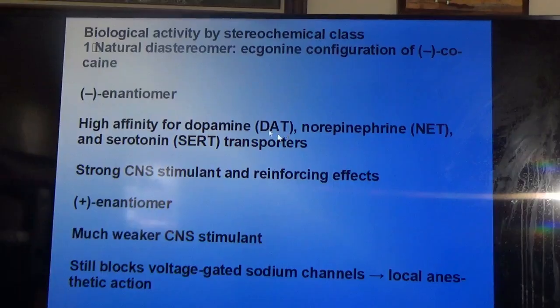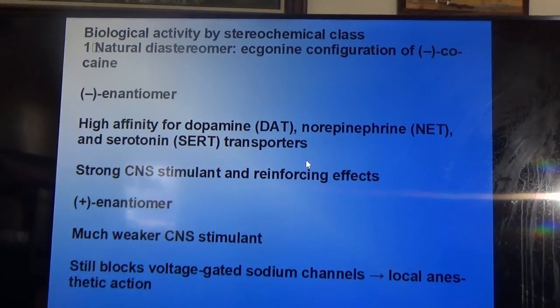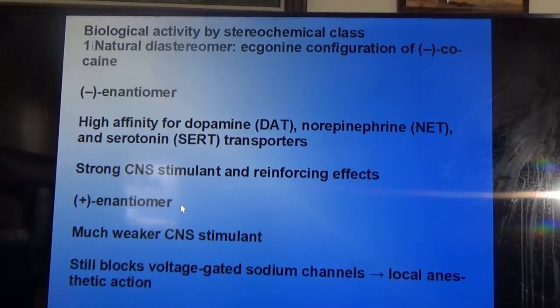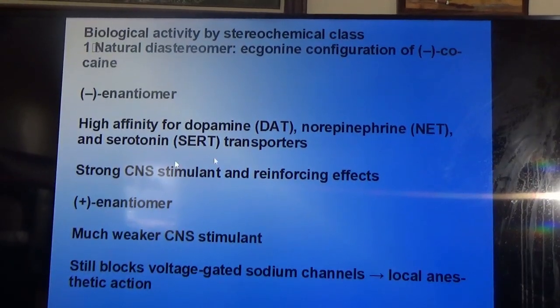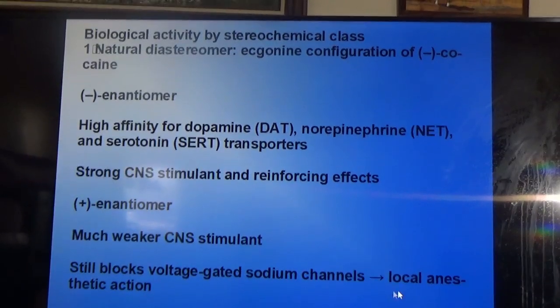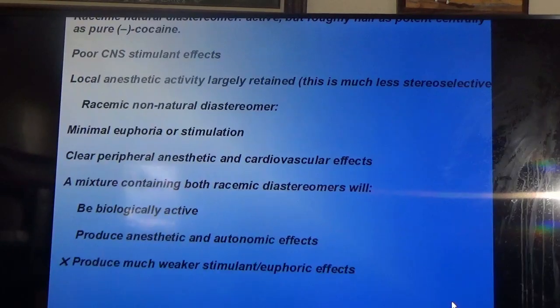Biological activity wise, the natural diastereomer, which is the minus or L enantiomer, is the active one. It has high affinity for dopamine, norepinephrine, and serotonin transporters. It is a strong CNS stimulant with a reinforcing effect. That's why it's addictive. Whereas the other isomer, the plus enantiomer, is a much weaker CNS stimulant, but still blocks voltage-gated sodium channels. So it has some local anesthetic action, but it's not addictive like the minus.